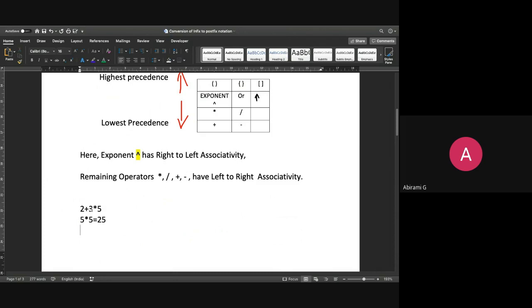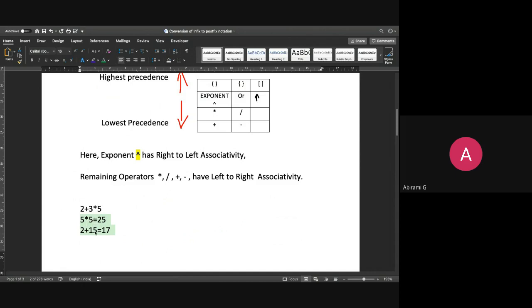If we know the precedence and then associativity, first what we have to do is 3 into 5, that is 15. Then 2 plus 15, this answer is 17. Then addition. So there are two answers we are getting, which means there is ambiguity. If you take one expression, there will be ambiguity. That is, ambiguity is two answers.